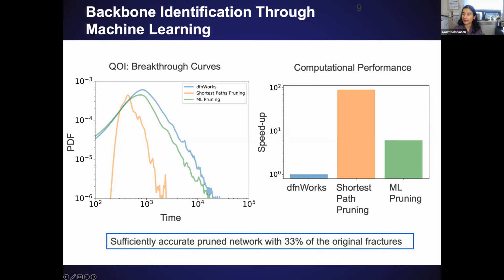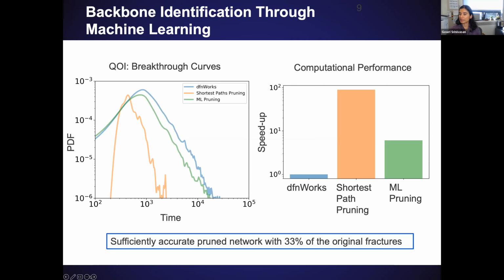If you look at our ML pruning, that was about a third of the original network. So this was when we were able to determine a priori what the pruned network should be after we had trained it. It's a pretty good representation of what the original DFN works is. And for reference, I'm showing you the shortest paths. That's one where we can do it really, really quickly, and we brought it down to about 10% of the original network. And so correspondingly, you see the speed up. Your baseline is your DFN works. That's what we're trying to mimic.